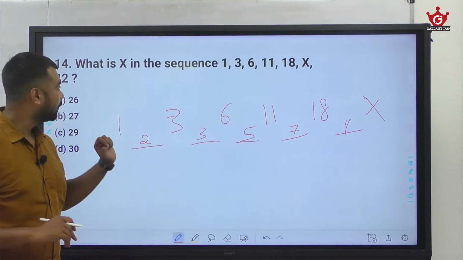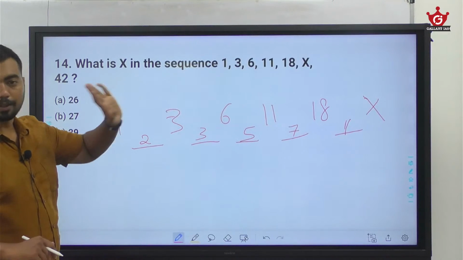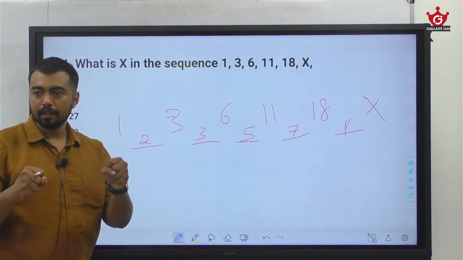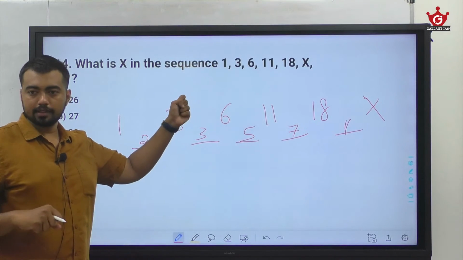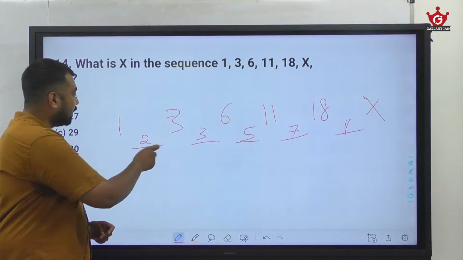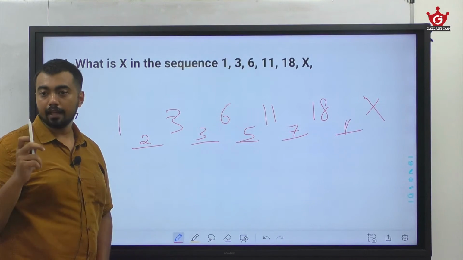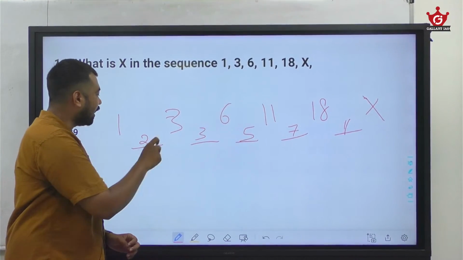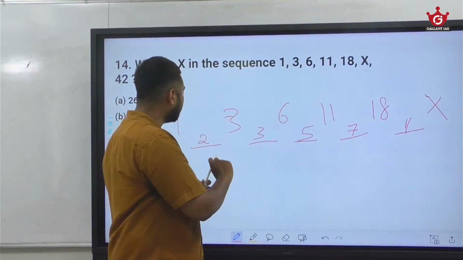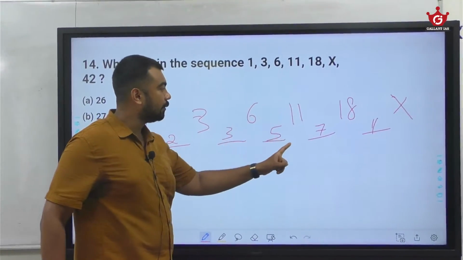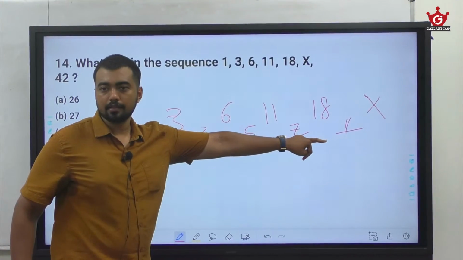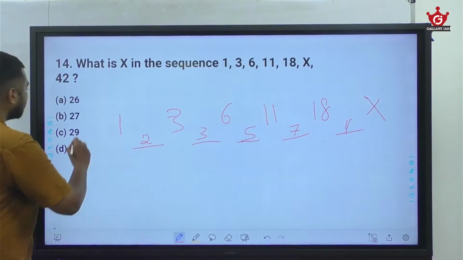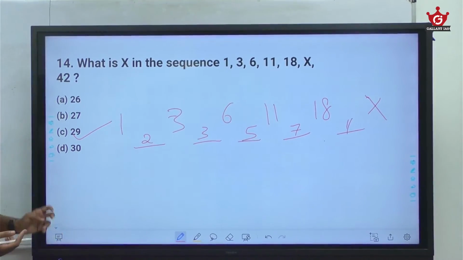So look at this question. We need to find X in the sequence. I have always told you to try to establish a relationship between the adjacent numbers. Here the difference between the adjacent numbers is a prime number. So there is 2, there is 3, there is 5, 7, and the next one is 11. Right. So the answer is 21. So this is also an easy question.